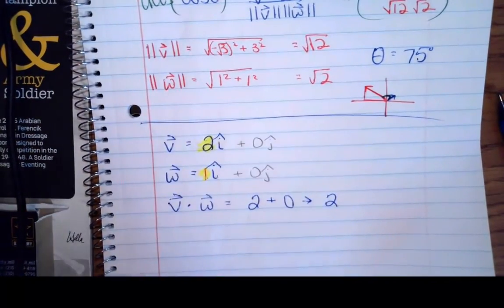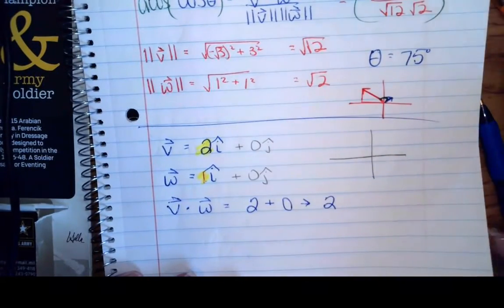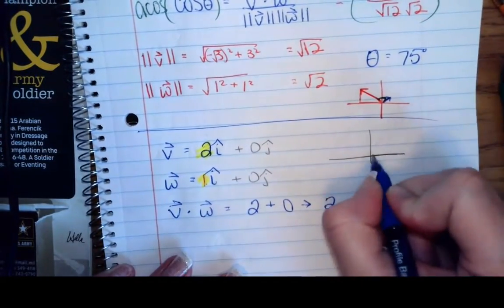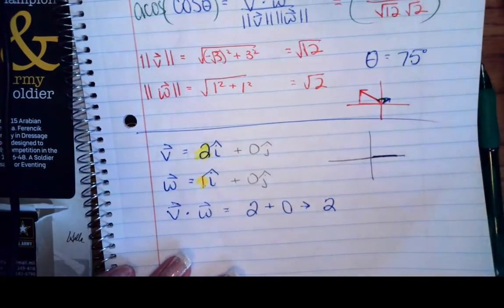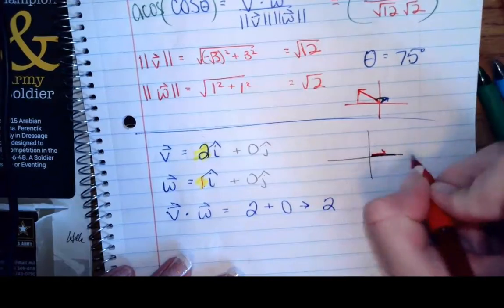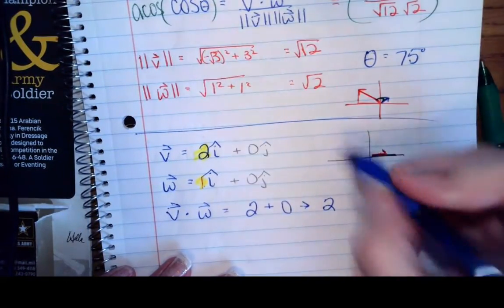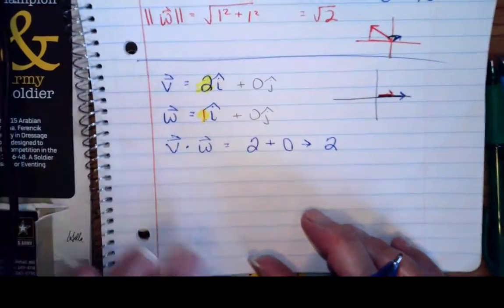These are scalar multiples. So if I graph these on the same coordinate plane, vector V is 2i, and vector W is 1i, which means you've got vectors going in the same direction. So guess what they are called? They are called parallel. And what you will find out is, let's do the dot product.